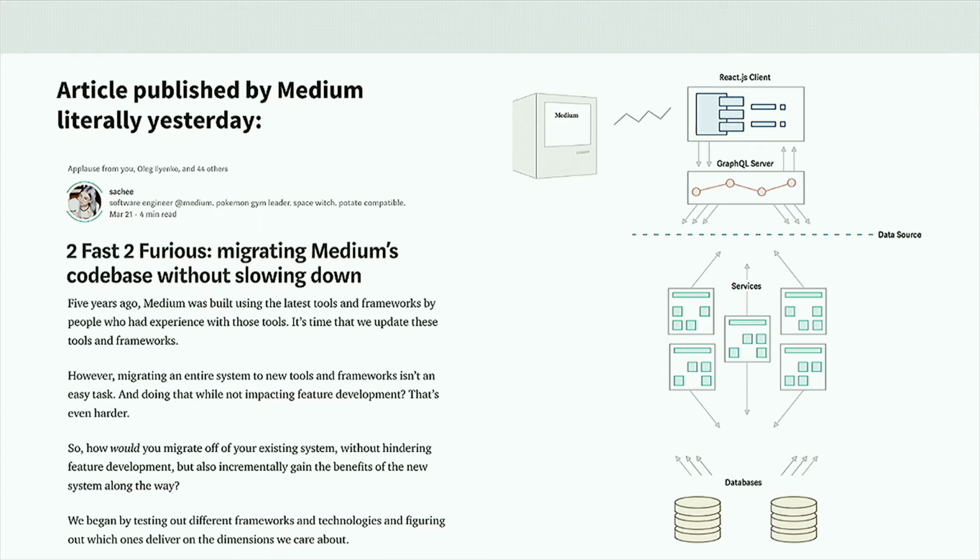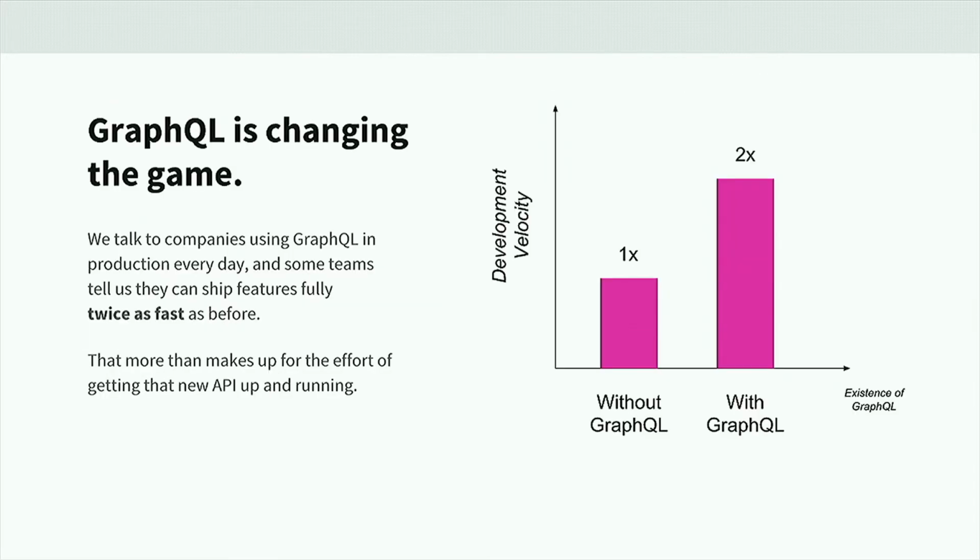They've got their React client. They've got their GraphQL server, which, with that dotted line, lives closer to their front-end code than their back-end code. And then they've got their existing services they were already using underneath that. And it worked for them. You can Google this article, check it out. They're going to write another one as well. It's going to be awesome.